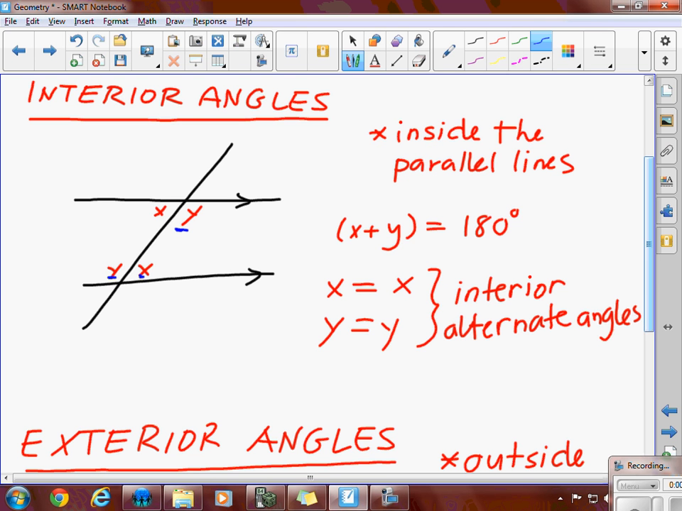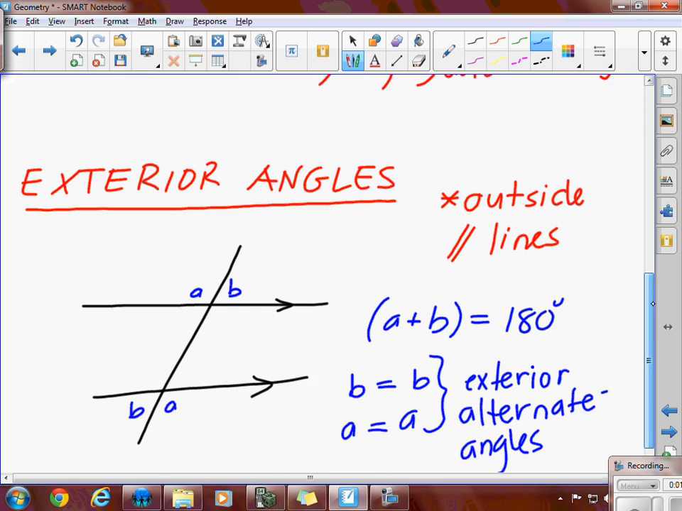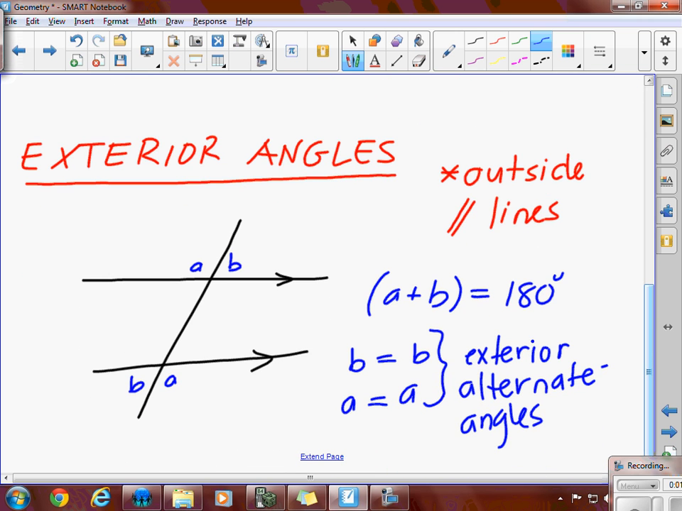And if the angles are interior alternate angles, like y on that diagram and y on that diagram, they'd be equal in measure. Then we look down at exterior angles. So they're outside the parallel lines. And the same sort of situation holds true that the angle B and the angle A that are on the same side of the transversal, those will just be called exterior angles. And if one's on one side of the transversal and one's on the other, like these two B's, these would be exterior alternate angles. And exterior alternate angles would also have to be equal.